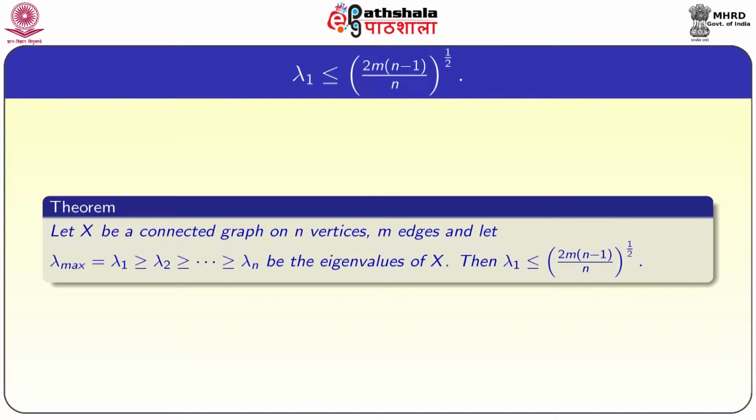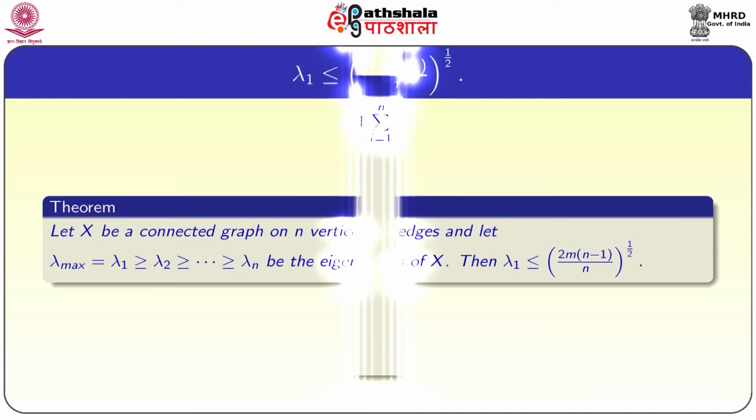Now, we will give another bound for the maximum eigenvalue of the graph. Here we are going to show that lambda 1 is less than or equal to the square root of 2m times (n minus 1) by n, where m is the number of edges and n is the number of vertices. Let X be a connected graph on n vertices and m edges. Let lambda max equal to lambda 1 greater than or equal to lambda 2 and so on to lambda n be the eigenvalues of X. Then lambda 1 is less than or equal to 2m times (n minus 1) by n, whole power 1 by 2.